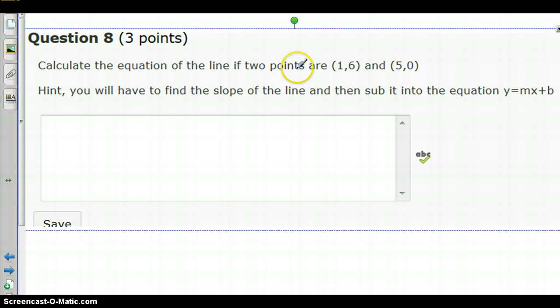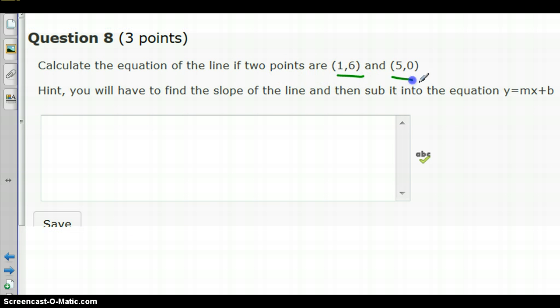Finally, question 8: calculate the equation of the line that goes through these 2 points, and we want y equals mx plus b form. So, step 1, let's get the slope. Delta y over delta x. This is what I would do. There's a few ways to do it, but that's fine.